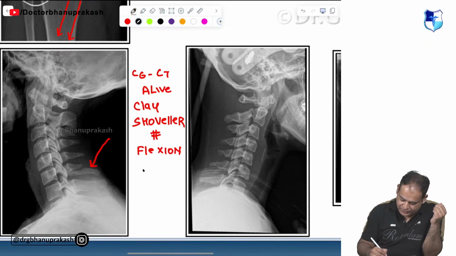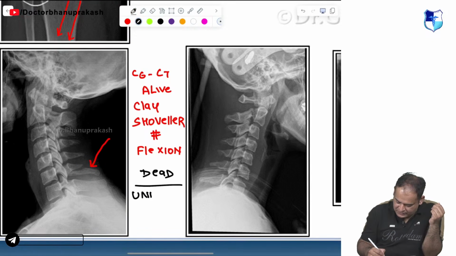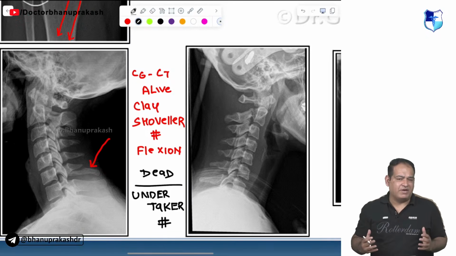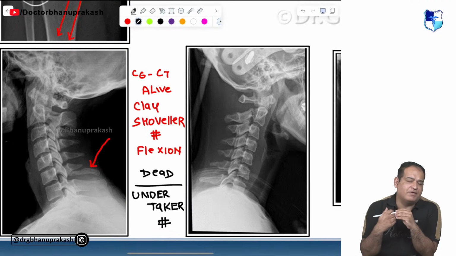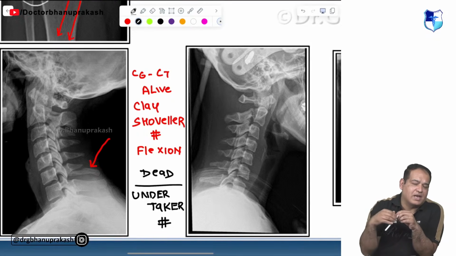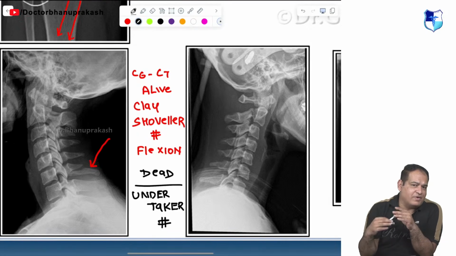And if unfortunately your patient is dead, that is called undertaker fracture. Dead body should be treated with respect. Now let's say who are undertakers, who take the body inside the grave. Undertaker कौन लोग हैं जी? जो dead body को कब्र के अंदर लेके जाते हैं. They handle it very, very gently.